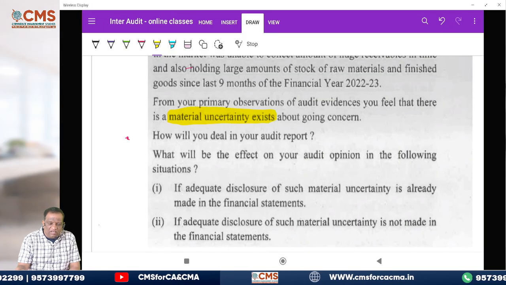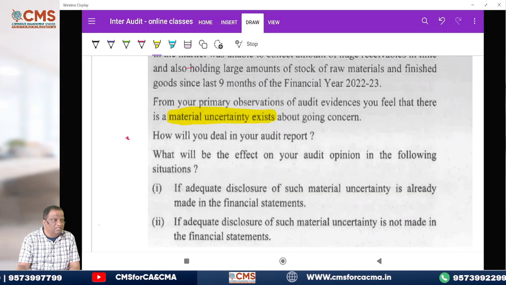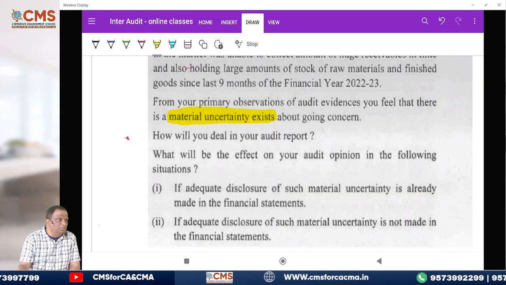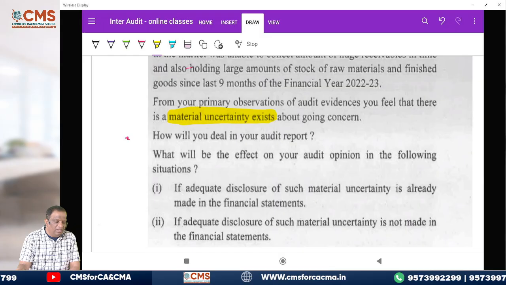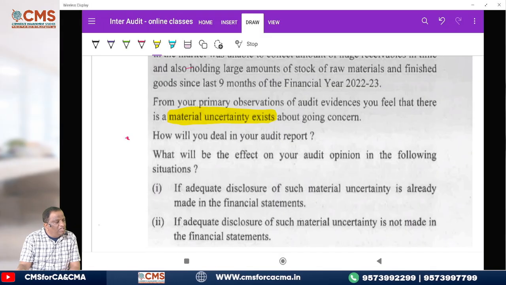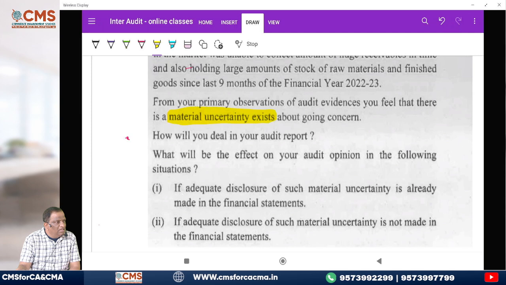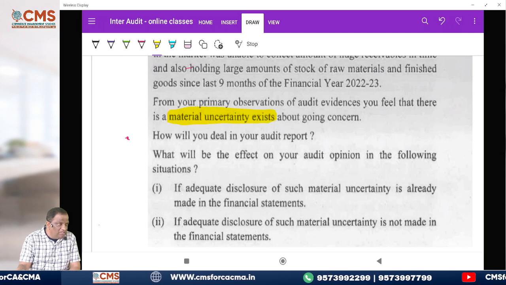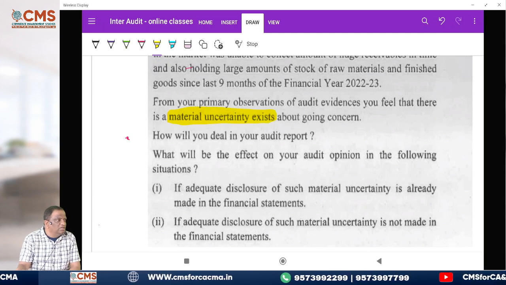If material uncertainty exists, now you tell me what are the two different reports you give. Either modified or emphasis. When will you give modified? When will you give emphasis? If it is disclosed, emphasis. Not disclosed, modified. That's all.